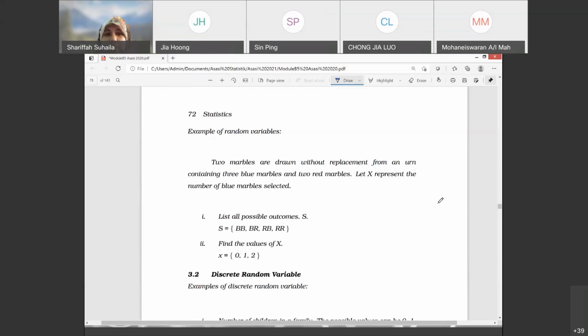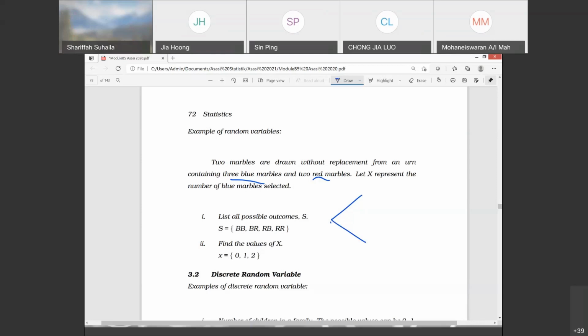For example, you have marbles. Marbles are drawn without replacement. You have 3 blue marbles and 2 red marbles. What you want to find: your X represents the number of blue marbles. If we list all the outcomes, you want to choose 2 marbles. Let's say we represent it in terms of a tree diagram, because this is also related to probability. You have either blue or red.